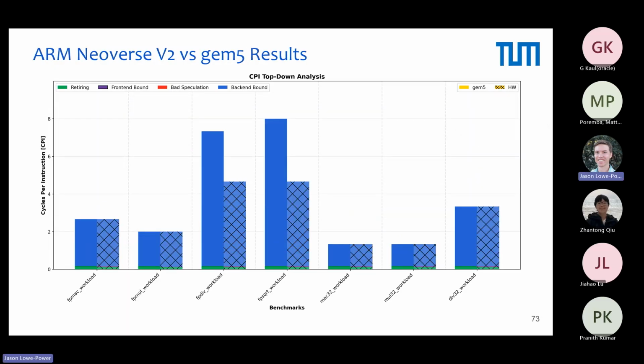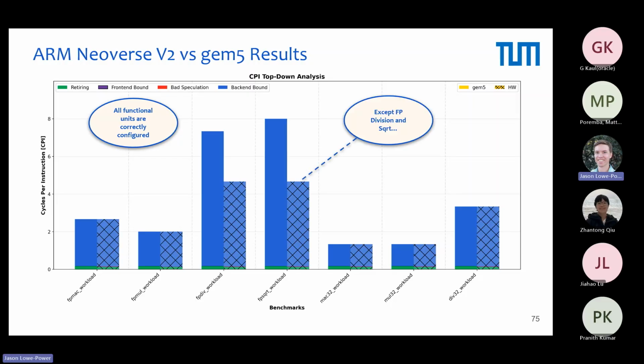So moving on to our Neoverse results. Here we focus only on the backend bound workloads. As you can see, the results are very similar to real hardware, but there's a difference in the floating point division and square root units. And thanks to the top-down methodology, we can see that the extra CPI in our simulations is due to backend bound. It's not coming from the front end or the branch predictor in your processor, so you can focus on the backend bound.